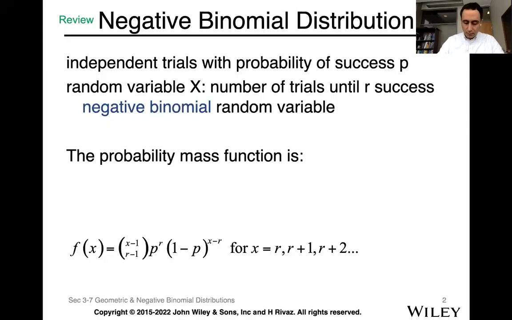All right. So for the negative binomial, this is the PDF: X minus 1 choose R minus 1 times P to the power R times 1 minus P to the power X minus R.